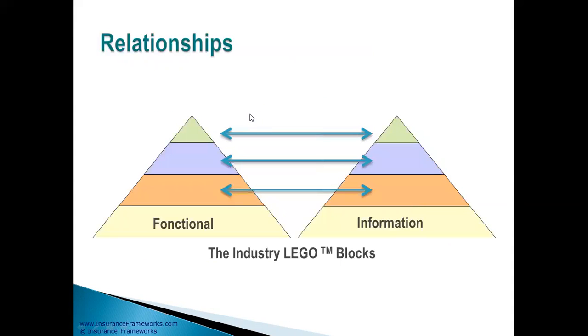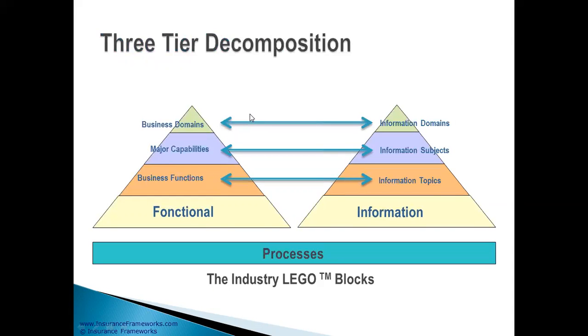There's also the equivalent on the information side. We have information structures that match directly with the functional side of the model. So as we have domains, capabilities, and functional capabilities on the functional side, we have domains, subjects, and topics on the information side. And then we have processes that tie all of that together.